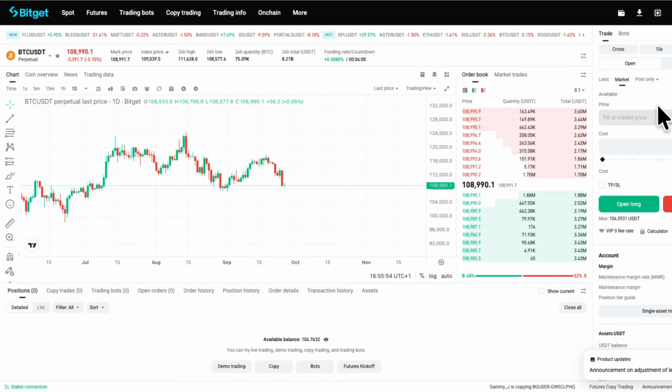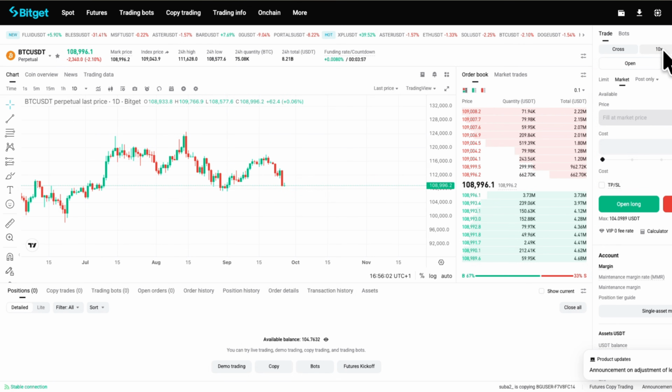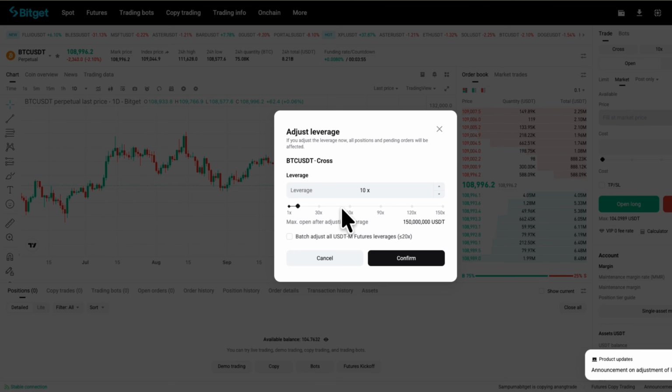So if you want to go ahead and take a trade, you pick your margin here. So you pick whether you are using cross or isolated. So let's say I want to use cross. I'll just put cross right there. You pick your leverage here. So this is 10x. So let's say I want to pick 20x or something higher. I can go ahead and do that, but I'll just leave it at 10x.